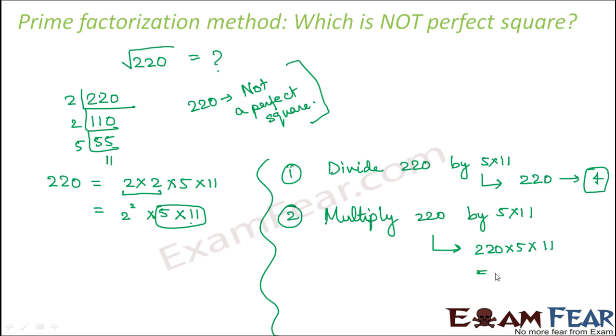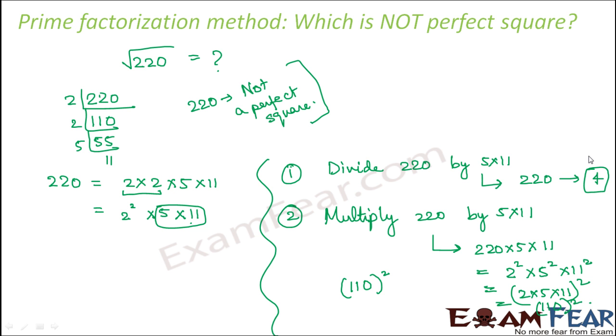And this number becomes equal to 2 square into 5 square into 11 square, because this time you have multiplied it with 5 into 11. So this becomes 2 into 5 into 11 whole square. That is 110 whole square. So if you follow the second option, you get 110 whole square, which is a perfect square. If you follow the first option, you get 2 square, which is 4, which is a perfect square.